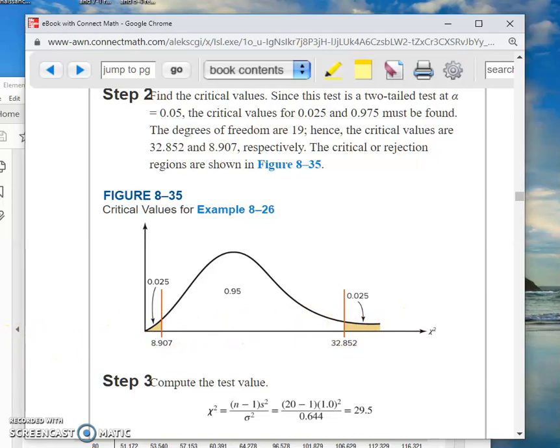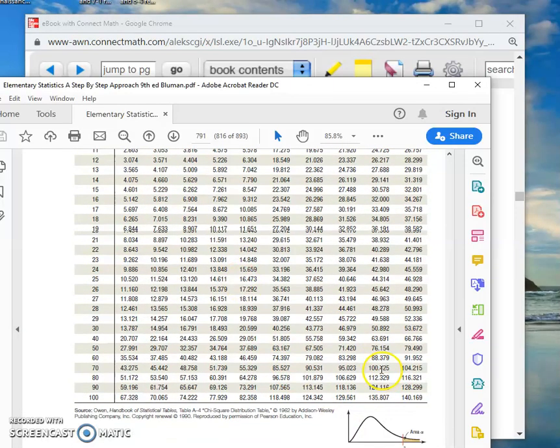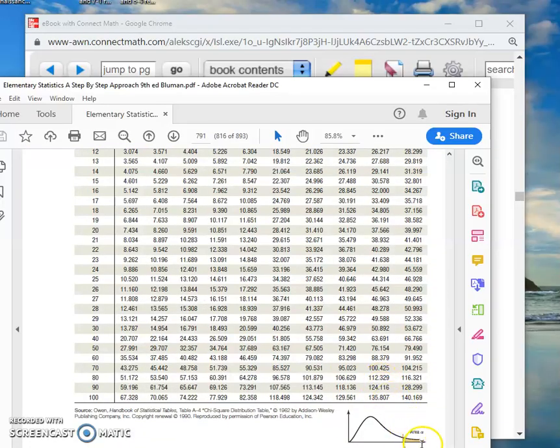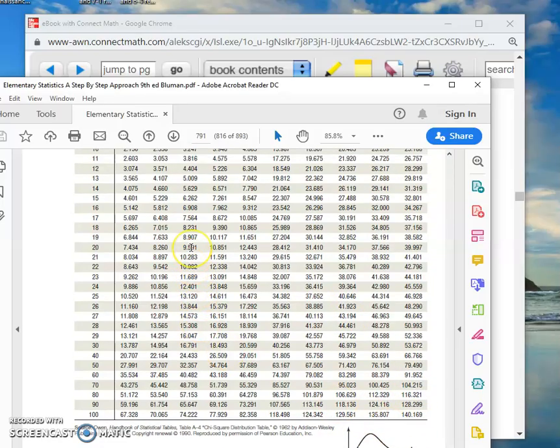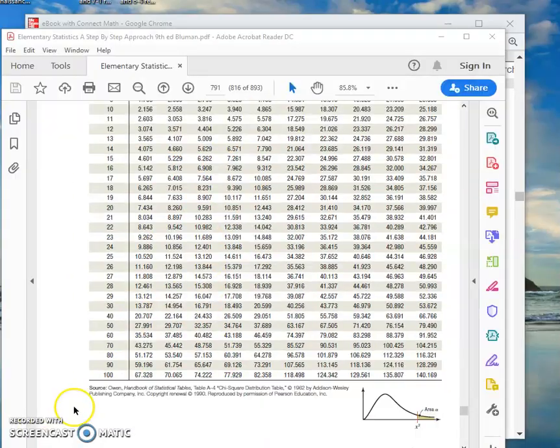This table, as I've said before, always shows the area to the right. That's the cartoon down here, to remind you of that. You can barely see it, but it's there. Okay, so now let us do this.